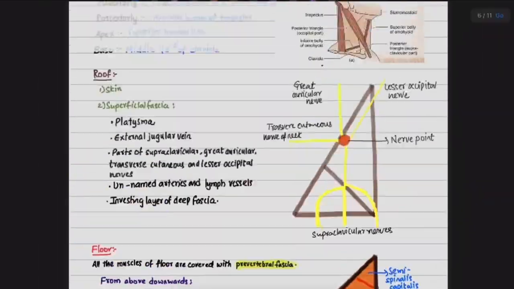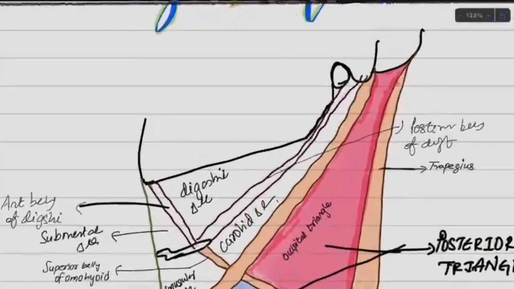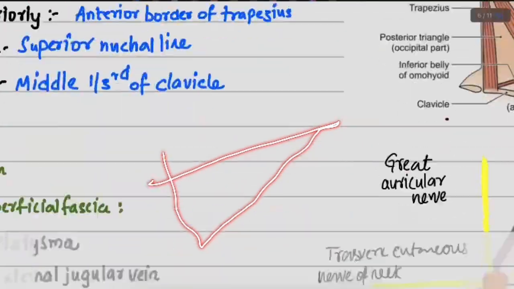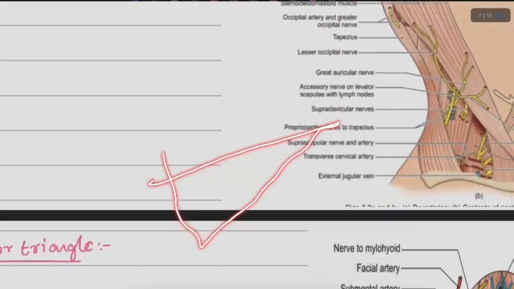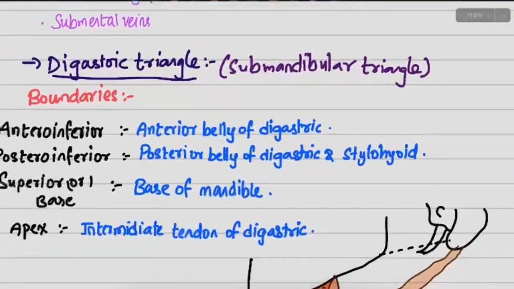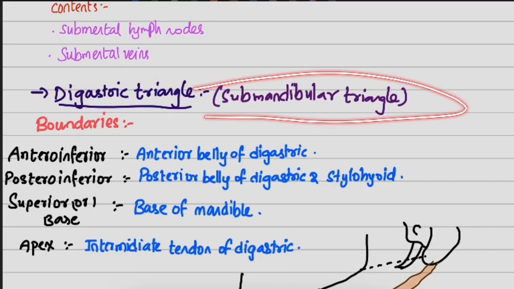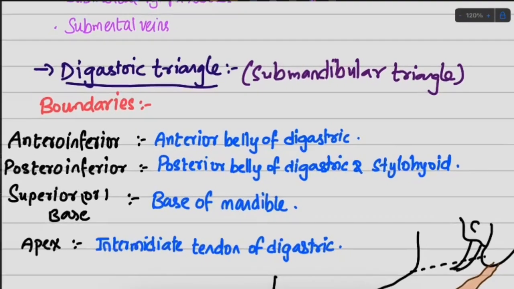Now let us talk about the digastric triangle. You can look here, this is the digastric triangle. We'll study it in detail. Now what are the boundaries of this digastric triangle? Before that, this digastric triangle is also known as the submandibular triangle. Okay, now what are the boundaries?